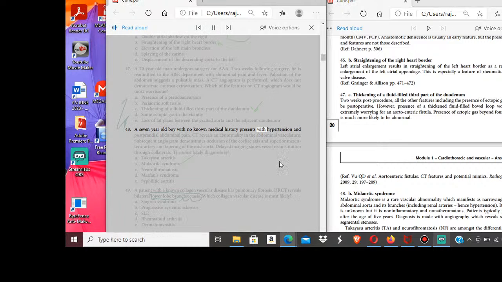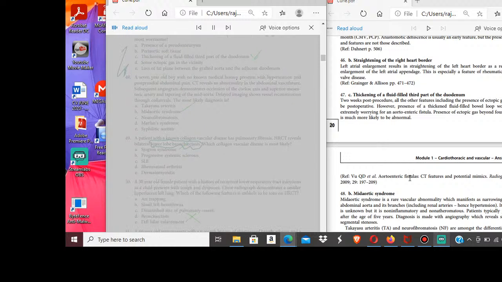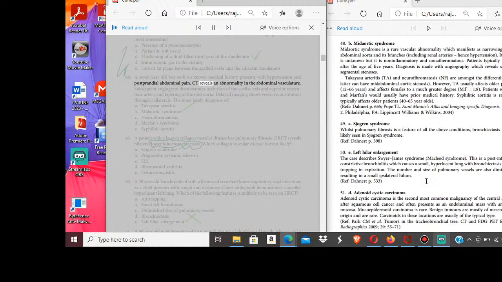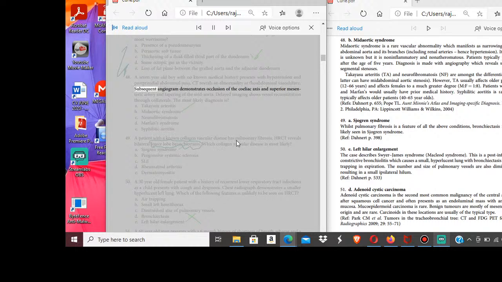Boy with no known medical history presents with hypertension and postprandial abdominal pain. CT reveals an abnormality in the abdominal vasculature. Subsequent angiogram demonstrates occlusion of the celiac axis and superior mesenteric artery and tapering of the mid-aorta. Delayed imaging shows vessel reconstitution through collaterals. The most likely diagnosis is A. Takayasu arteritis, B. Midaortic syndrome, C. Neurofibromatosis, D. Marfan syndrome, E. Syphilitic aortitis.